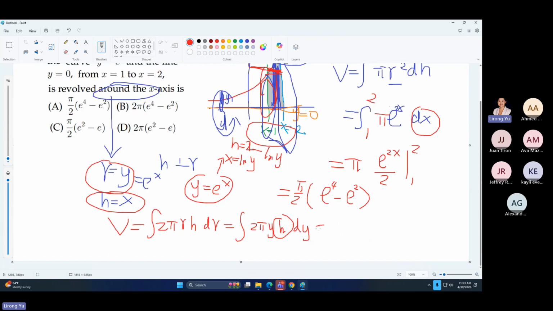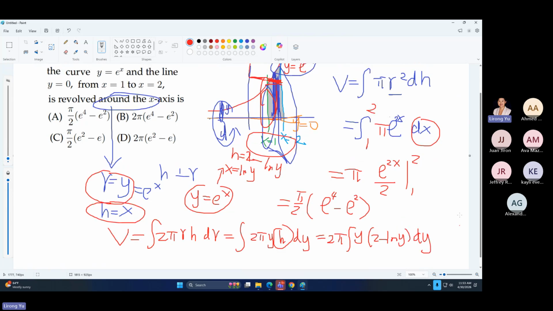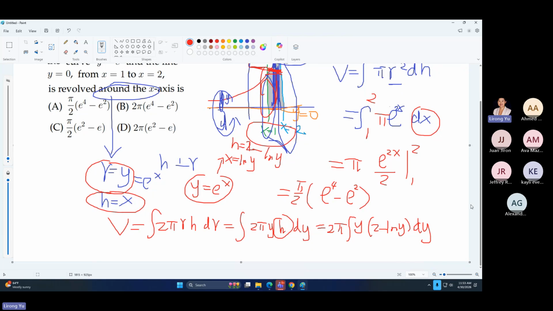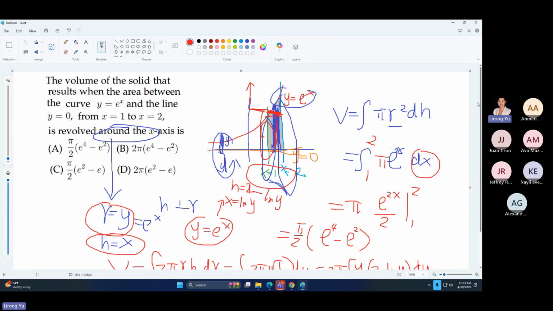That's what's making it kind of a long process for the calculation. So 2 pi integration of y times 2 minus natural log y dy. This will be how you would calculate it with the shell method. Definitely not a preferred method. The 2y will be integrated into y squared, but the y times the natural log of y, we have to integrate using integration by parts. So it's possible to do it with the shell method, but it's definitely easier with the disk method as far as this one goes.